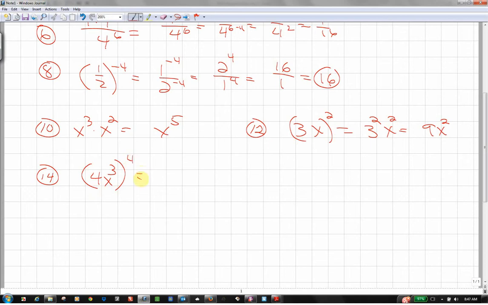Okay, the exponent's going to distribute in. This is going to be 4 to the 4th. And then for the x cubed, that would be 3 times 4. That would be x to the 12th. 4 to the 4th, that's getting up there without calculators. Maybe you guys left it at 4 to the 4th. That's okay. 4 to the 4th would be 256, I believe. So either one of those would work for me.